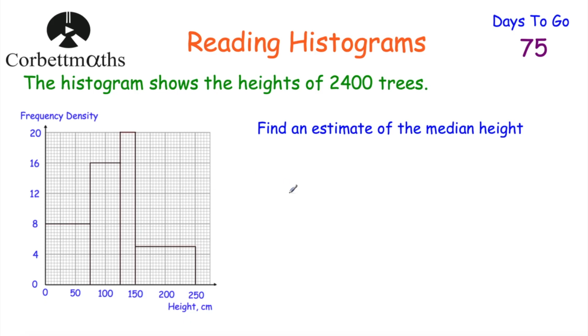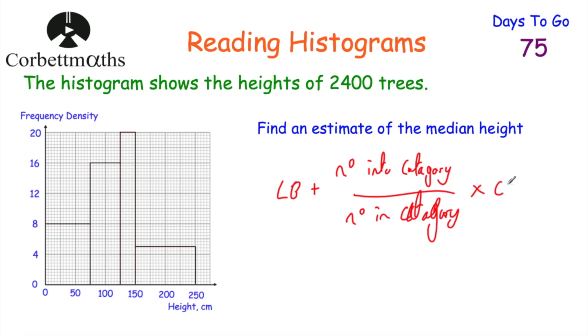So linear interpolation is this. You would use the lower bound plus the number into the category over the number in the category times the class width. So in other words, the fraction into the category times the class width. If you work that out, that'll tell you your estimate for your median or your lower quartile, your upper quartile, and so on. So it's the lower bound plus the fraction into the category times the class width.